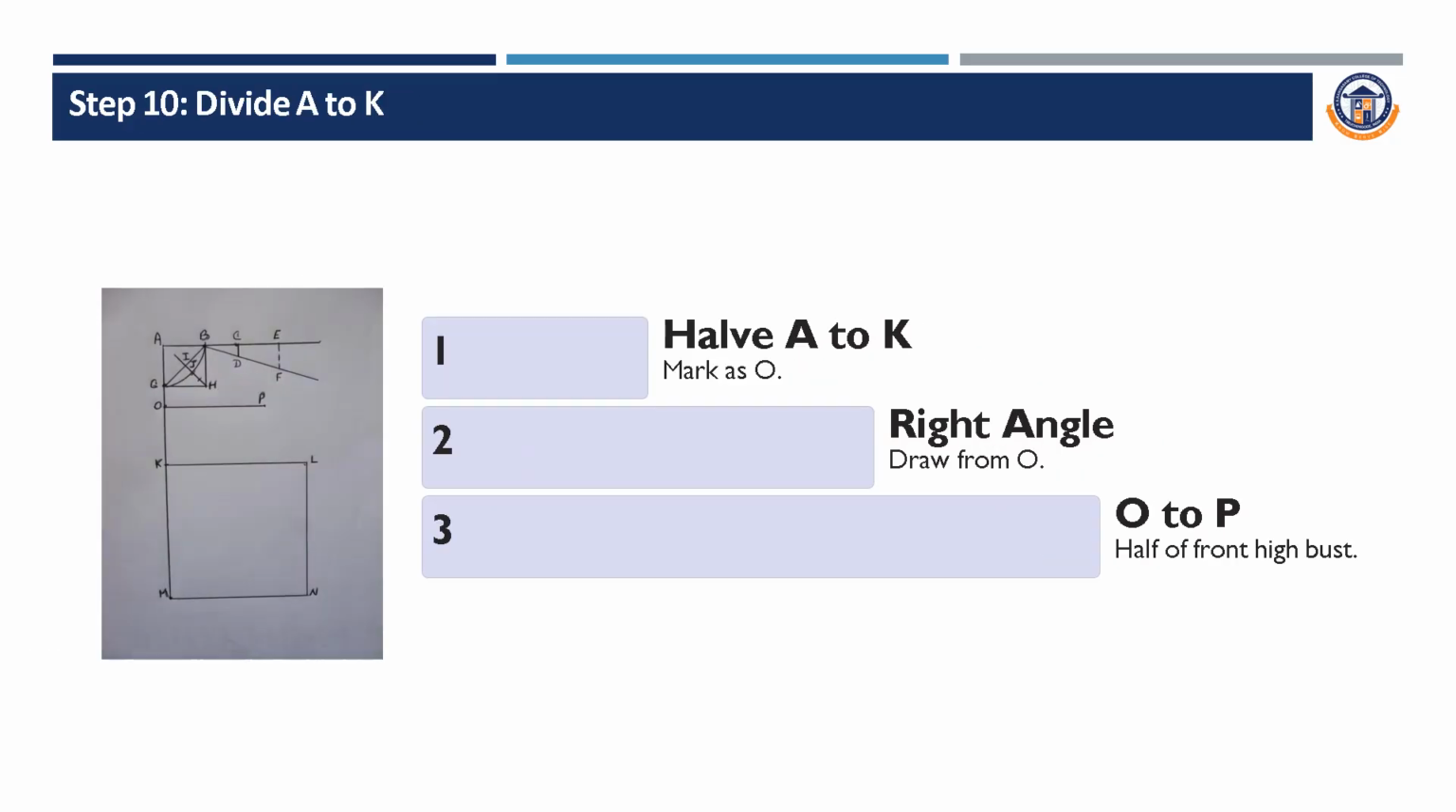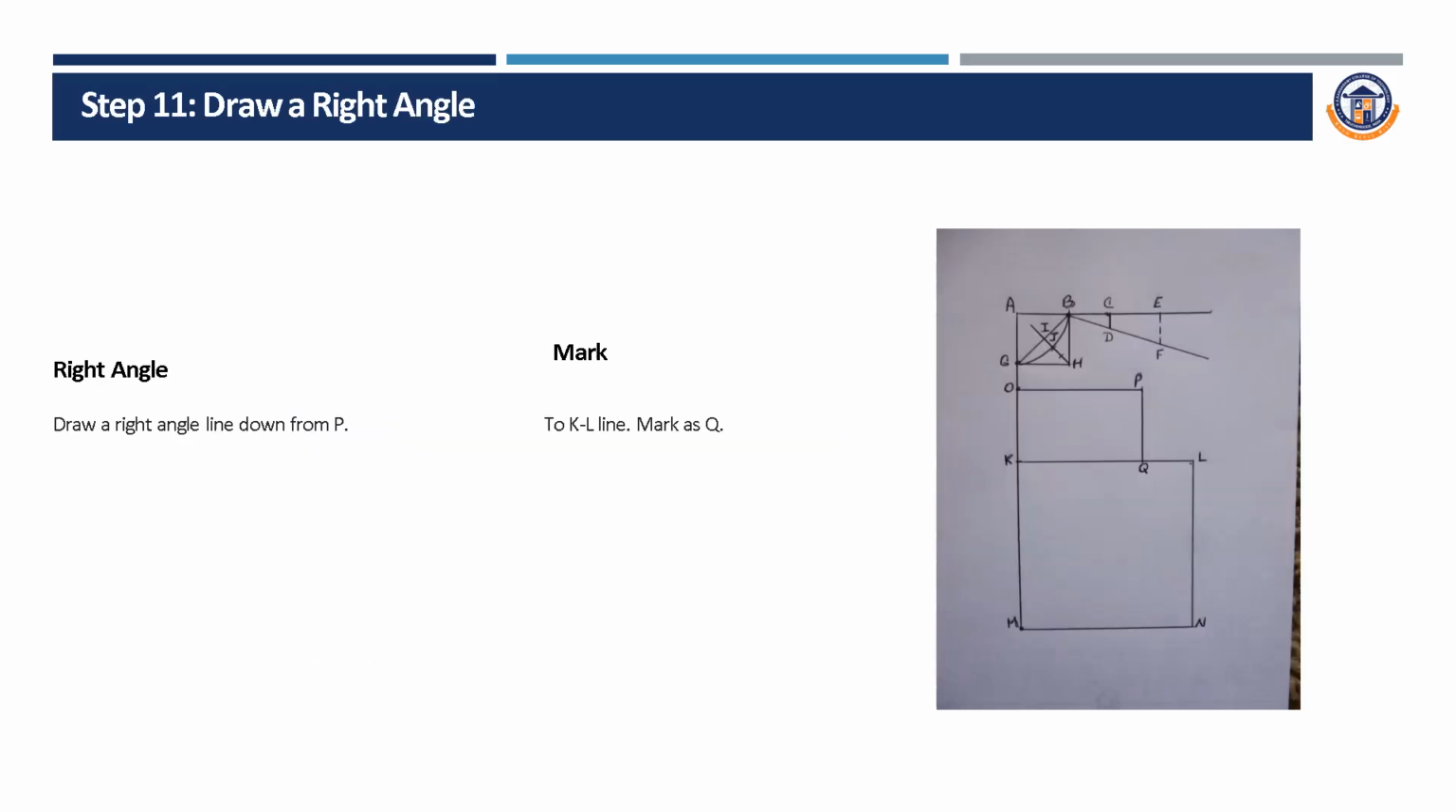Here we will be redefining the bust and waist shape. Mark the midpoint of A to K as O, as shown here. From O, draw a vertical guideline downward. Measure O to P, half of the front high bust. That is shown as O to P. Then move on to step 11.